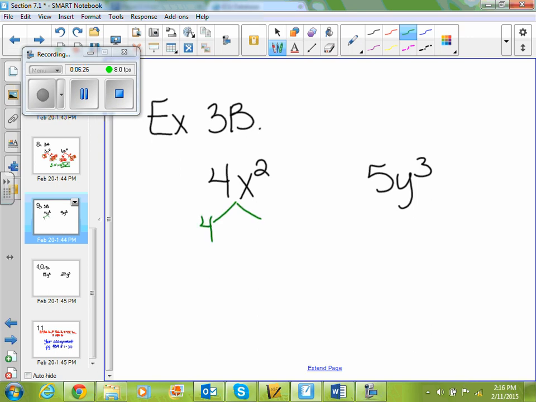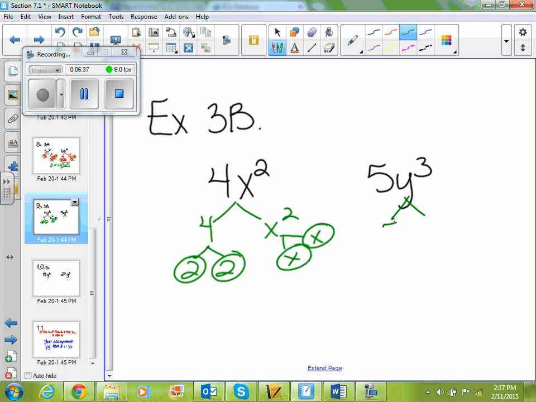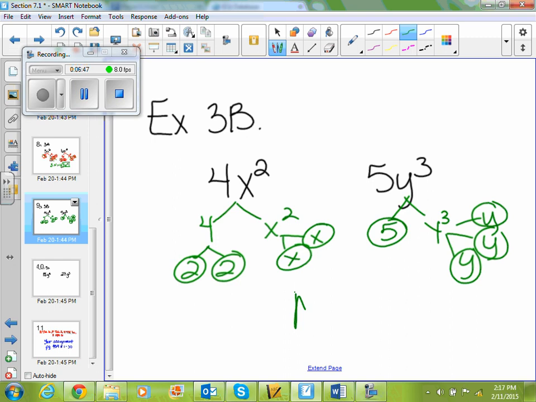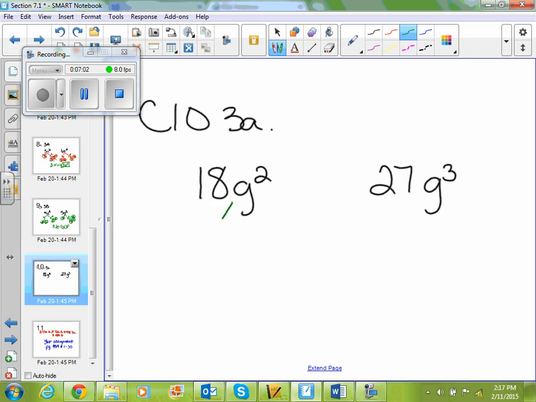Alright. So I break down 4 and x squared. Break down 4 into 2 and 2. And 2 x's. Okay. 5 and y cubed. Can I break down 5? How many y's do I have? They have nothing in common. So we have no greatest common factor. It's kind of like being prime, except they're prime to each other. Does that make sense? Yes. Okay.